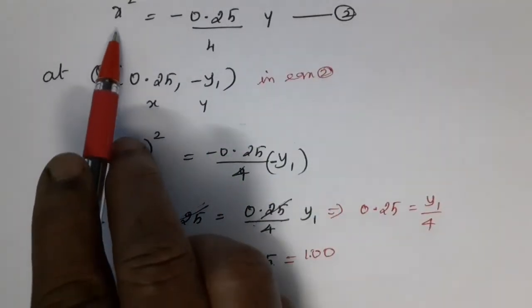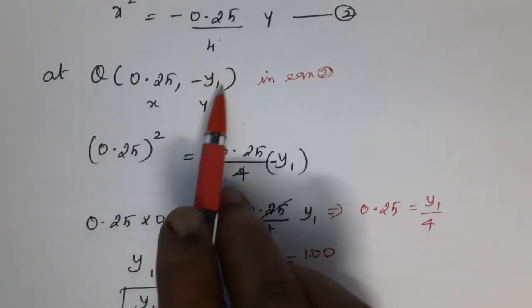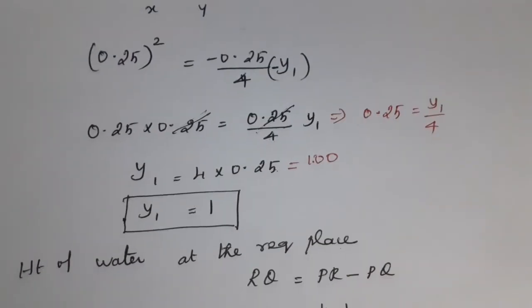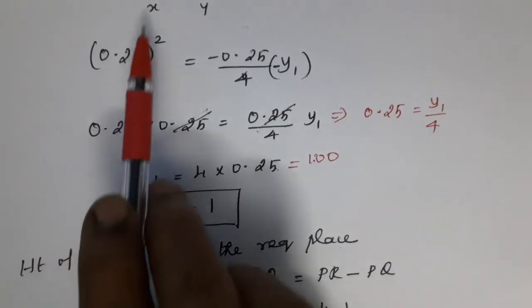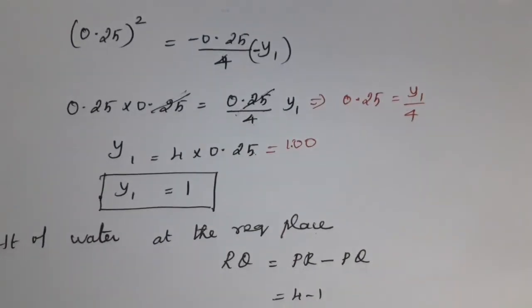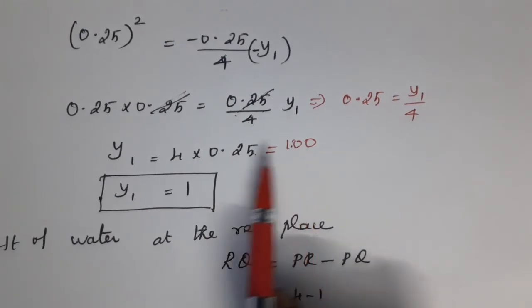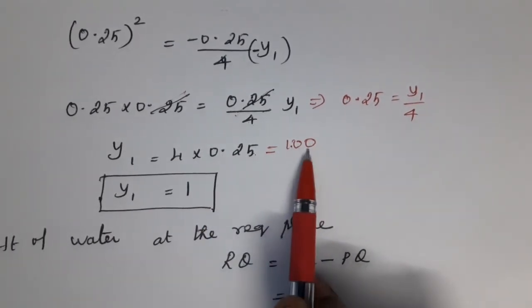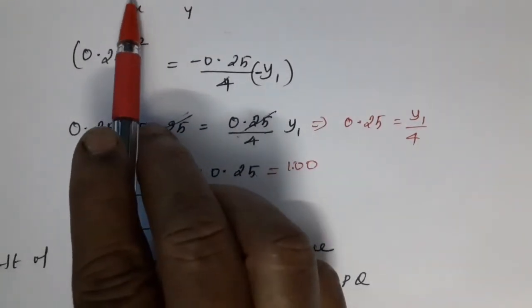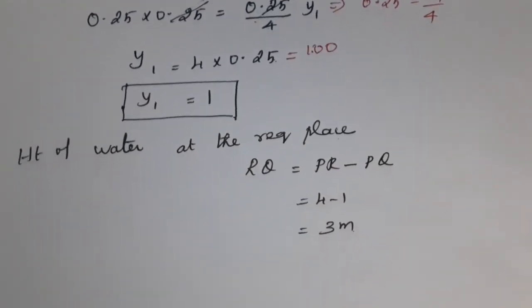Next, in x square, after substituting the a value, now you substitute for QR. We are going to find minus y1, which is the height of the waterfall at the horizontal distance. So instead of x, you substitute 0.25, and instead of y, substitute minus y1. After the calculation, we get y1 equal to 4 into 0.25, that is 1.00, which is 1 meter. At the Q point, the x value is 0.25 and the y value is 1. But we need the height of the water at the required place.